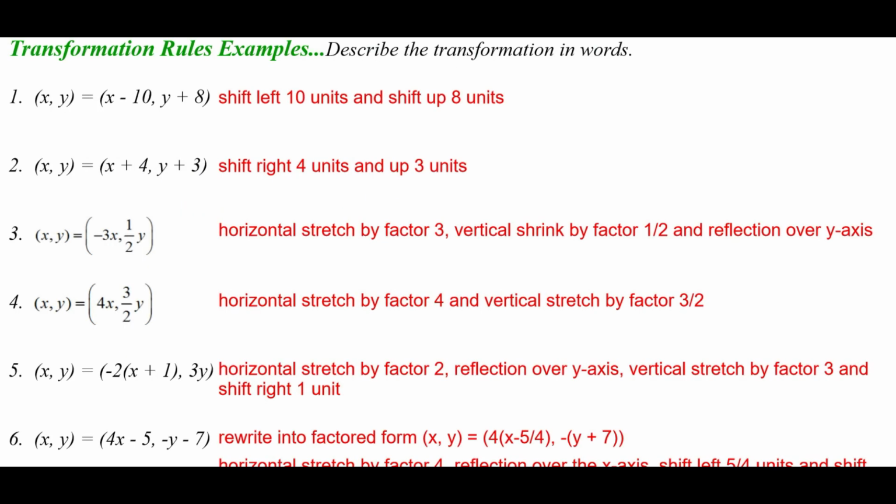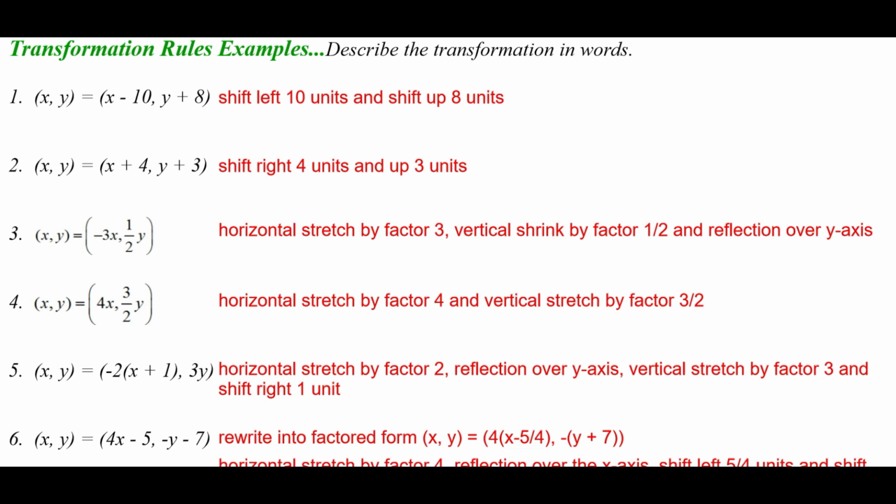So some examples of just looking at some transformation rules. If we have (x, y) goes to (x minus 10, y plus 8), then that's a shift of 10 units left and 8 units up. Remember, anything on x is a horizontal change, anything on y is a vertical change. So when we have (x plus 4, y plus 3) in number 2, that's going to be a shift of 4 units right and 3 units up.